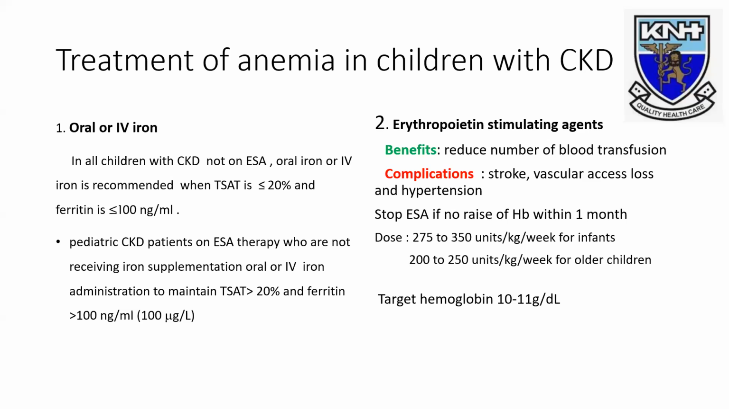Our target hemoglobin for small children is usually 10 to 11, and maximum 12.5 grams per deciliter. So when hemoglobin is above 12.5 grams per deciliter, we try to stop, reduce, or taper down erythropoietin to reduce those other complications.